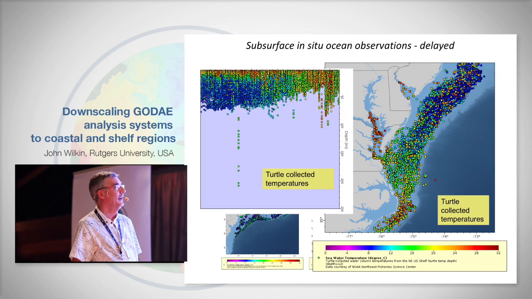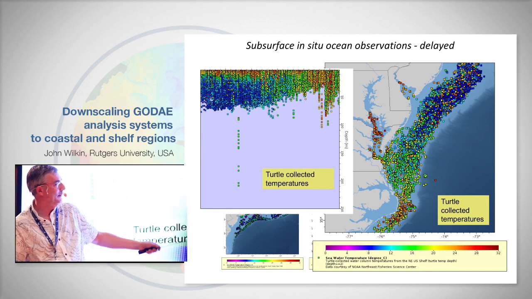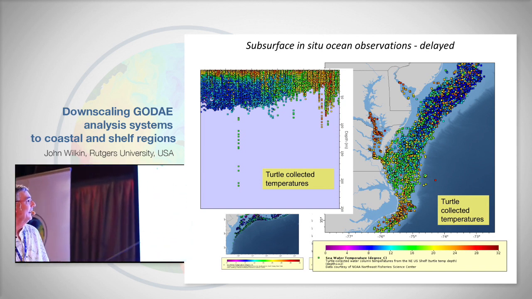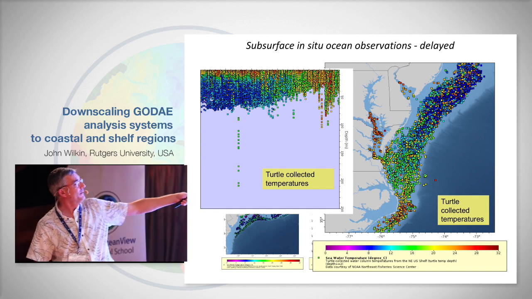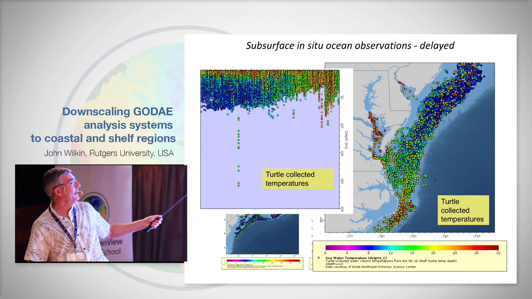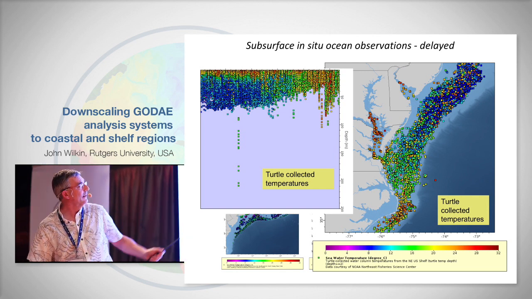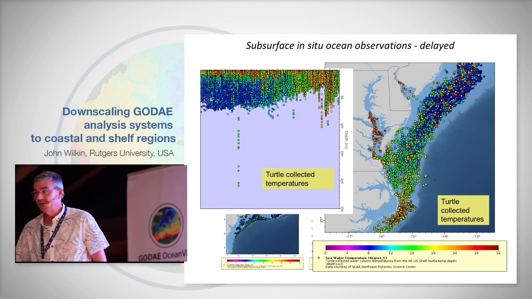Loggerhead turtles have tags on them as well. And so this is all the turtle temperatures that we have. Yeah, an incredibly rich set of data. And here just shown as a function of depth. They go all the way down to the bottom, 50, 60 meters on the Mid-Atlantic Bight shelf. This is a range of latitude north to south. And right up in the estuaries. So an incredibly valuable data set.